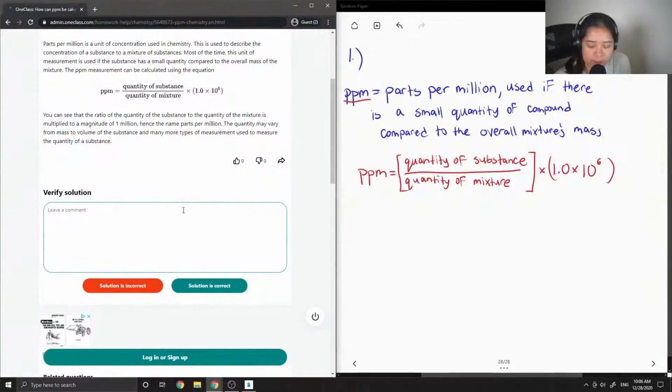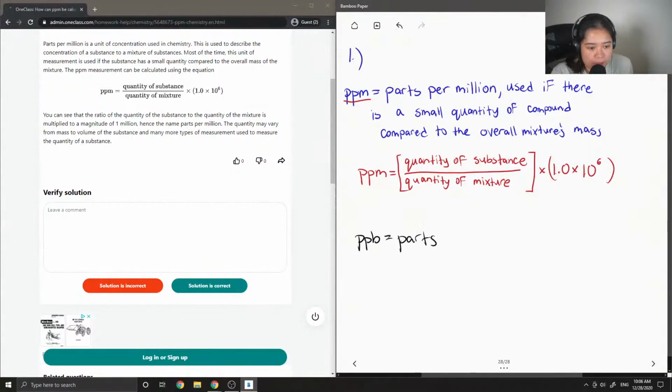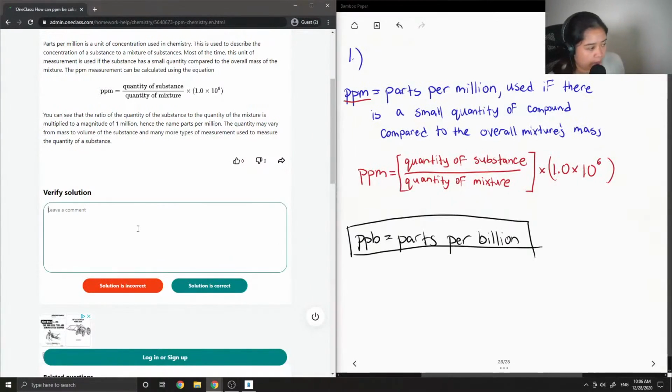Similarly, there's also ppb, which is parts per billion. So even smaller concentrations can be described using parts per billion as well. So this solution is correct.